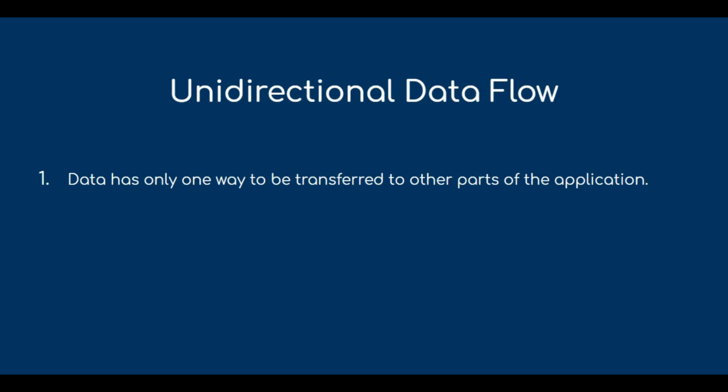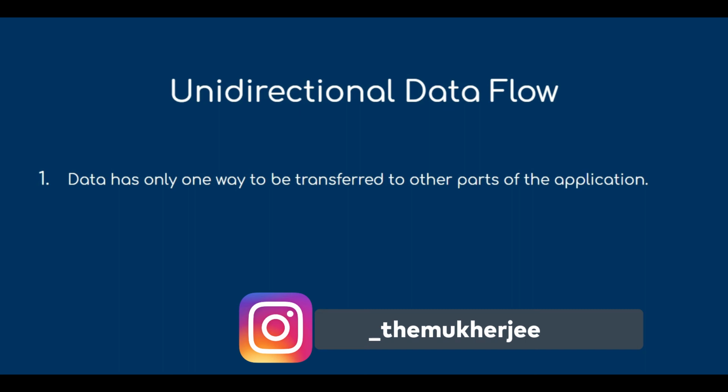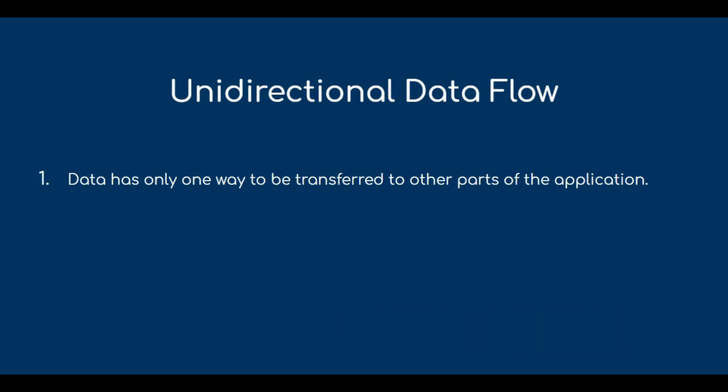Whenever we want to send any state, we have to send it from parent to child, and depending on that action, our views will change. That's what unidirectional data flow is.